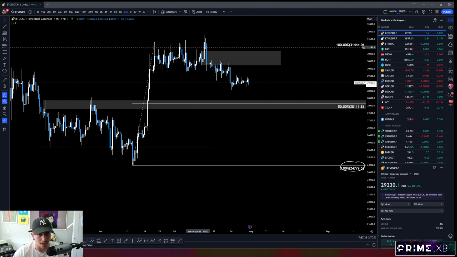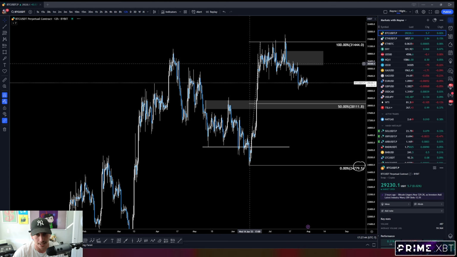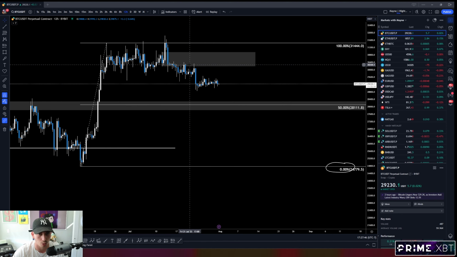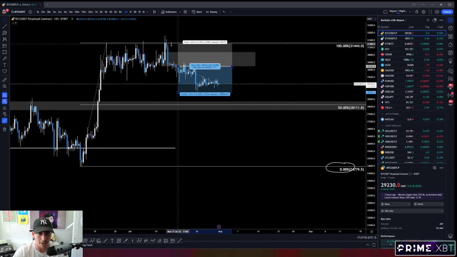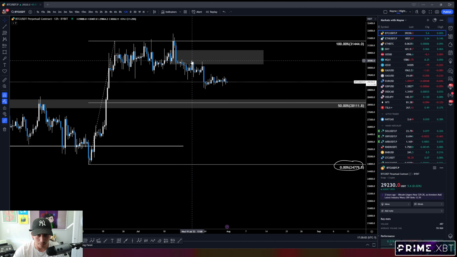My entry was based simply on this 12-hour breaker, and you could go down to the hourly and find a lower time frame entry here. I didn't. I literally took my trade based on the 12-hour breaker. My entry is slightly better than this, right? And I'm just targeting the mid-range. That's the entire setup. So I'm short up here.